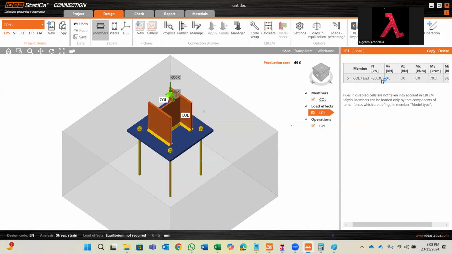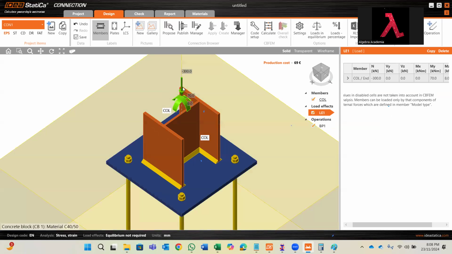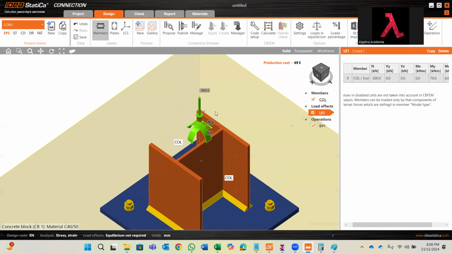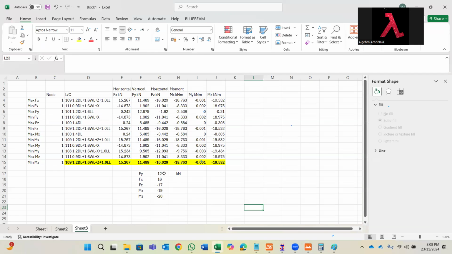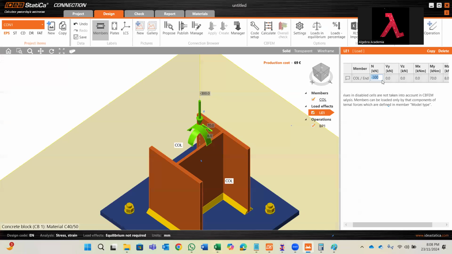Yeah, here. I'm going to zoom in. Can you see? It shows the direction of the forces as well. What we have is Fy 16 kilonewton. Okay, 16, 12, minus 17, 19, 20. So minus 16.